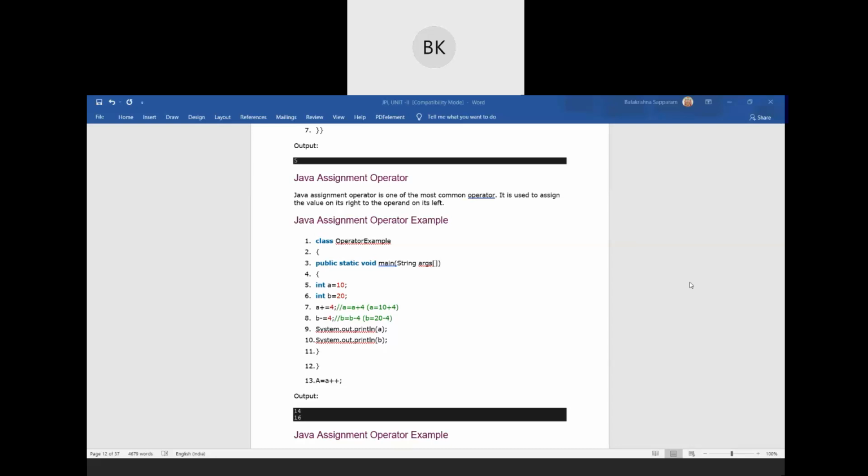Assignment is common for all types of shortcut operators. Before that, the operator should be a binary operator. Okay, next one.